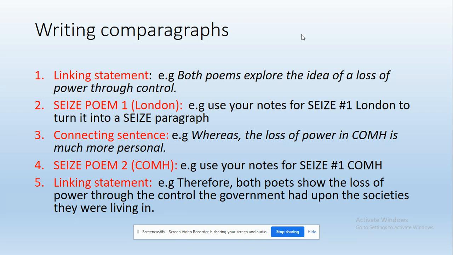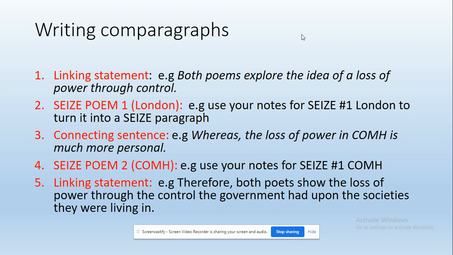The paragraph will then continue with you doing a C's for the first poem. In this case, that's London. So you'll do your first C's on London. That stays within the same paragraph. Then you have a connecting sentence to link to the next poem. So, whereas the loss of power in Checking Out My History is much more personal. Remember, the idea of having much more or much less really starts to show a comparison. So they're really useful to have within your comparagraphs.